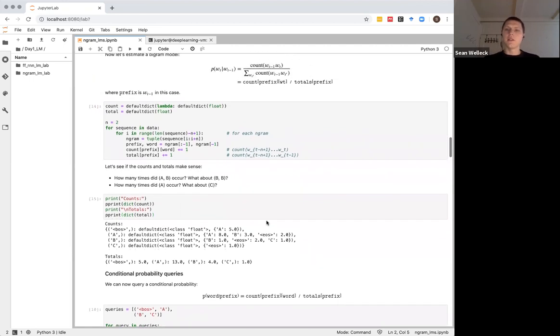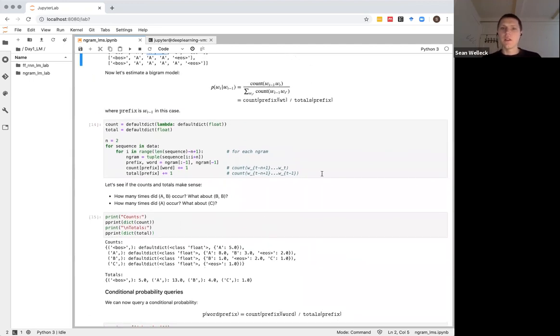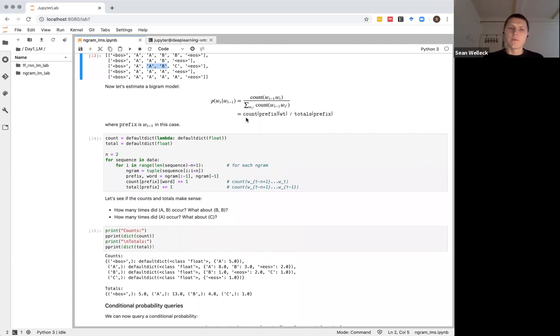And so now that we have these counts, it's good to step back and remember why we got those in the first place. The reason is that our model can now compute the probability of a word given a preceding word. And the way it does that is to use this formula, so to divide the count in the numerator by this total in the denominator.